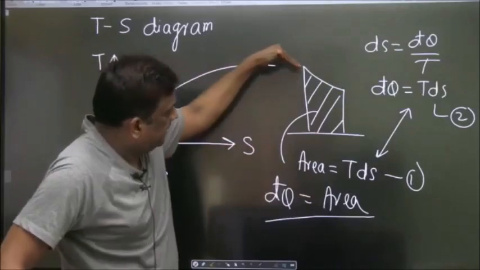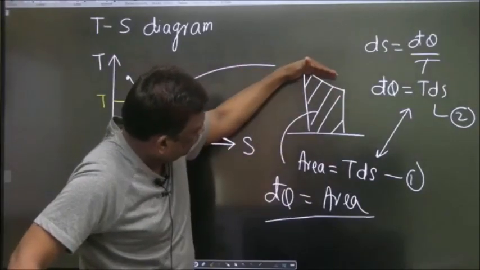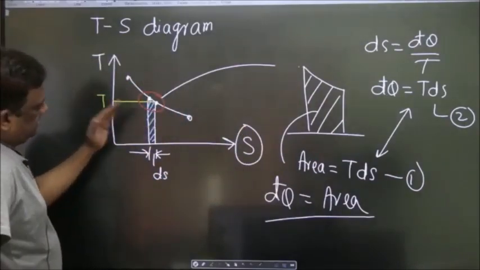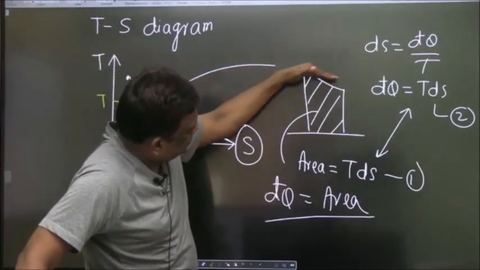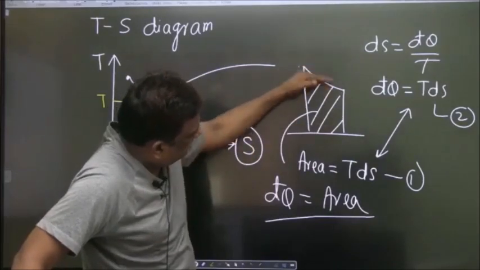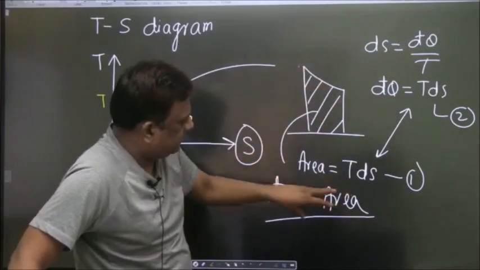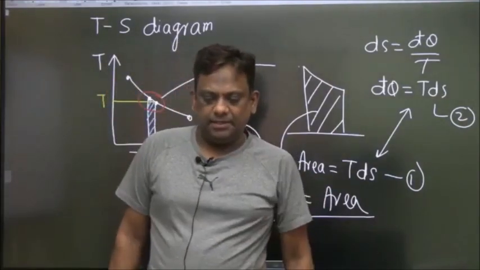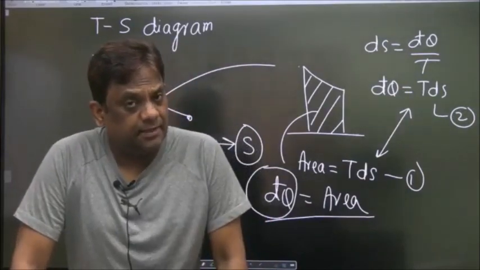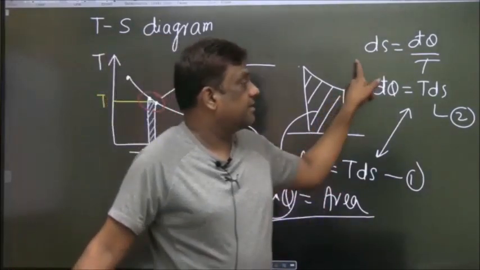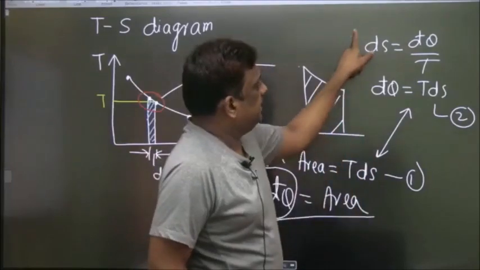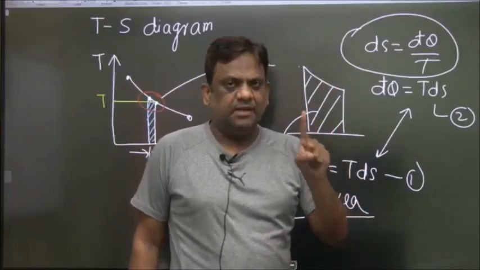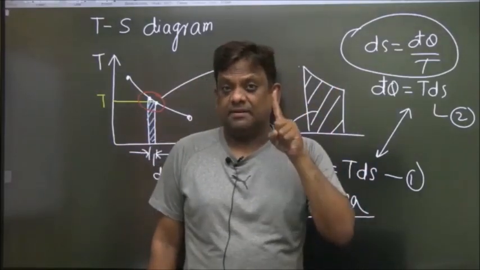Which area? There is a curve, and the area under the curve when you project it on the entropy axis, not the temperature axis. Whatever area that gives is nothing but your heat transfer. But it should be reversible heat transfer, because this equation is strictly valid for reversible processes.